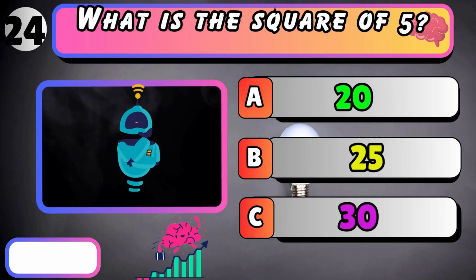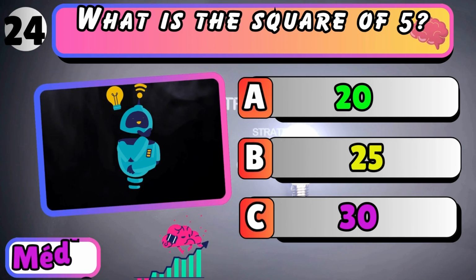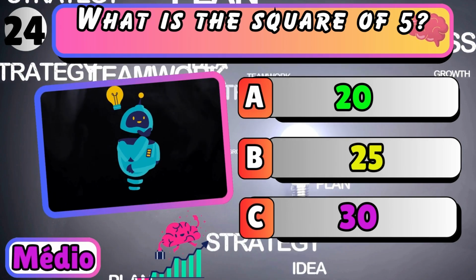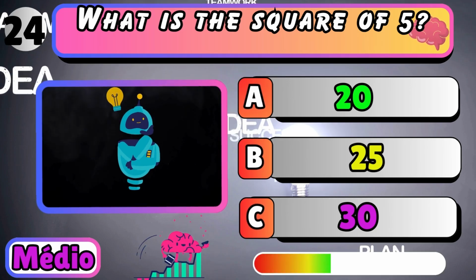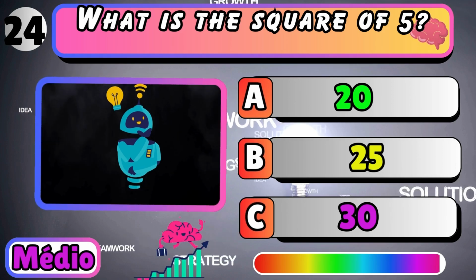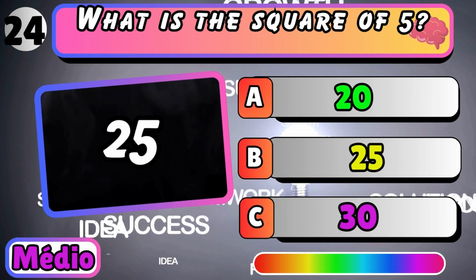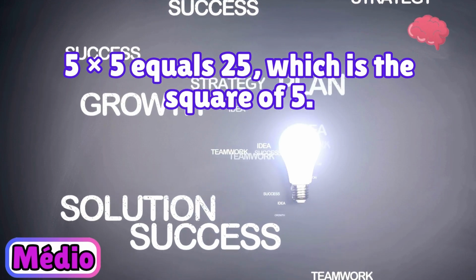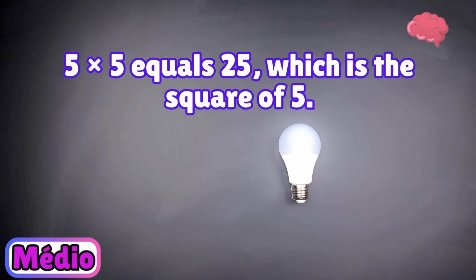What is the square of 5? 20, 25, or 30? 25. 5 times 5 equals 25, which is the square of 5.